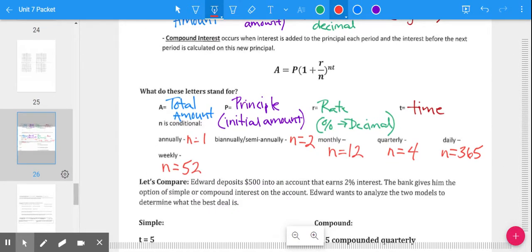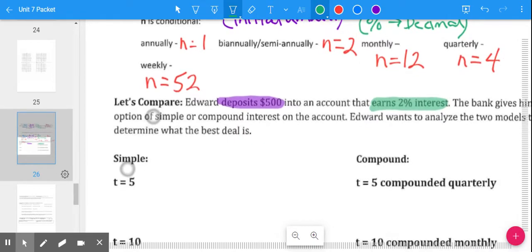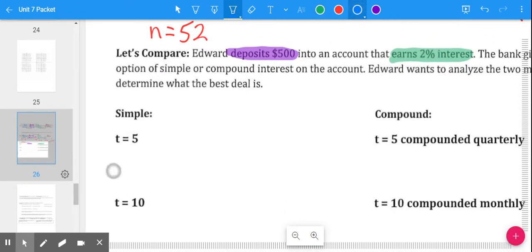So now we're going to compare what actually happens between simple and compound interest. So we have Edward. Edward deposits $500 in the account. So that is your initial amount, your principal. And it earns 2% interest. So earns means we're going to be adding 2% interest. So now we have everything we need in order to write these.